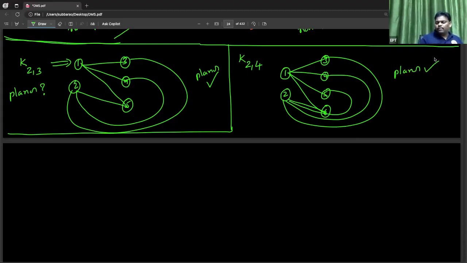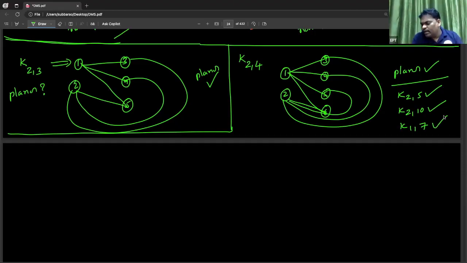It is also planar. If you want, you can verify K2,5 also. If you want, you can check. So this is planar. And one more, K2,5 also planar. K2,10 also planar. K1,17 also planar. If you want, see, 2 itself working. Left side 2 itself working. Guaranteed it will work. But see the story.